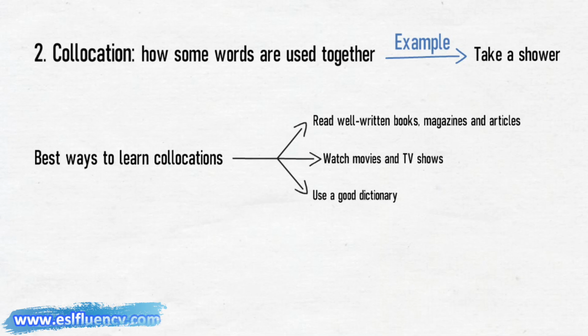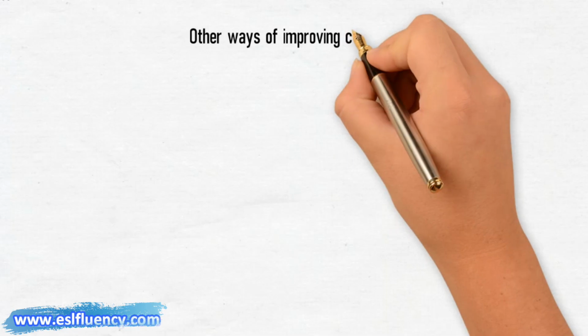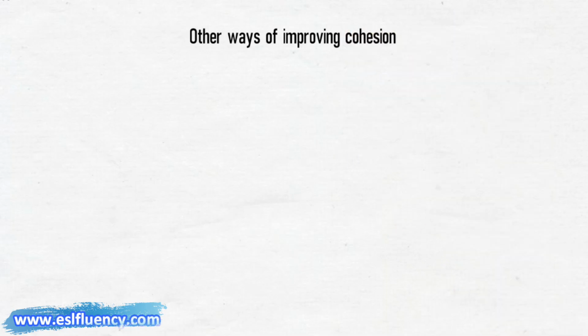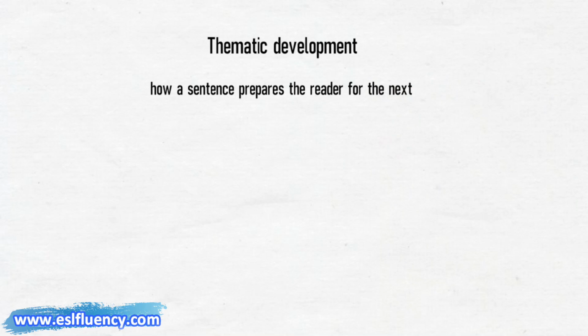Now you know the different types of cohesion. There are also some other factors that are not part of cohesion but can help you improve it. The first one is thematic development. It refers to how a sentence prepares the reader for the next. To understand how it works, take a look at this example.